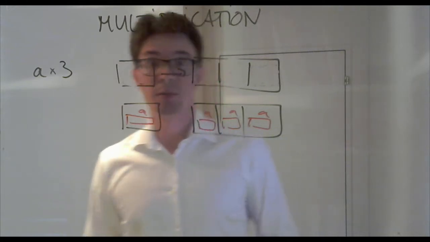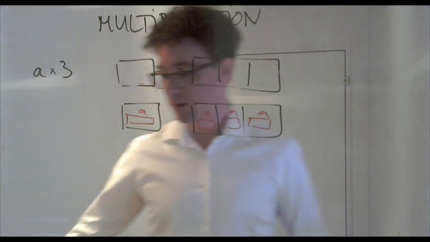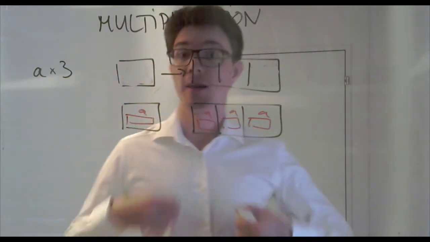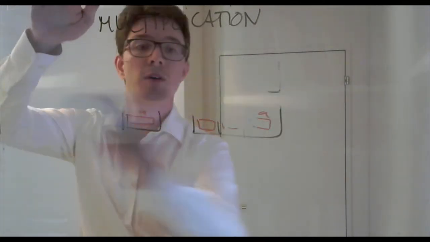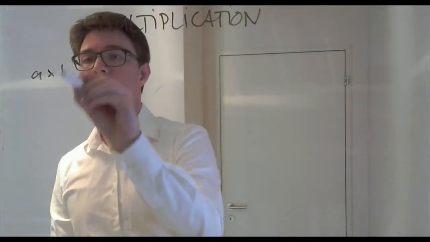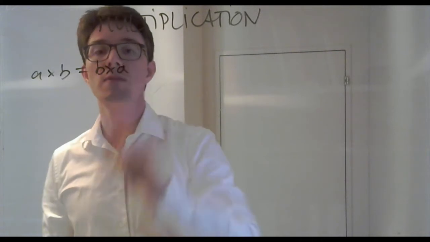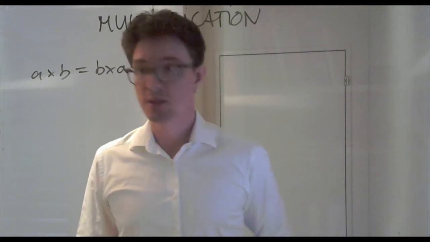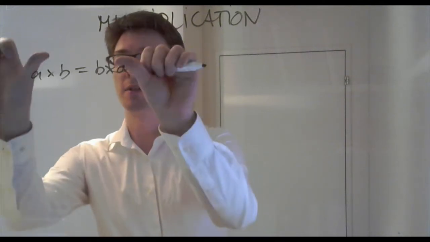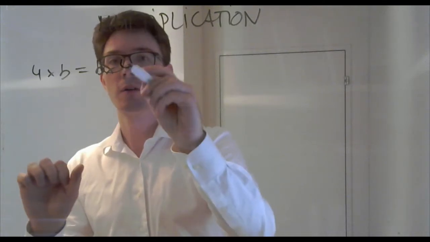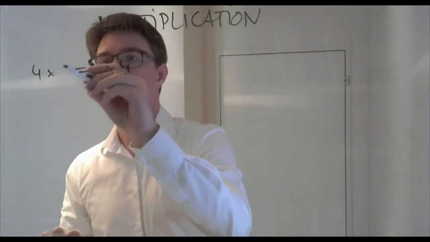What else can we find out about multiplication? Well, there's a very well-known property of multiplication that it also commutes. So that a times b is the same as b times a. Let's check this with an example first. So let's take 4 and 5. So a would be 4 and b is 5.